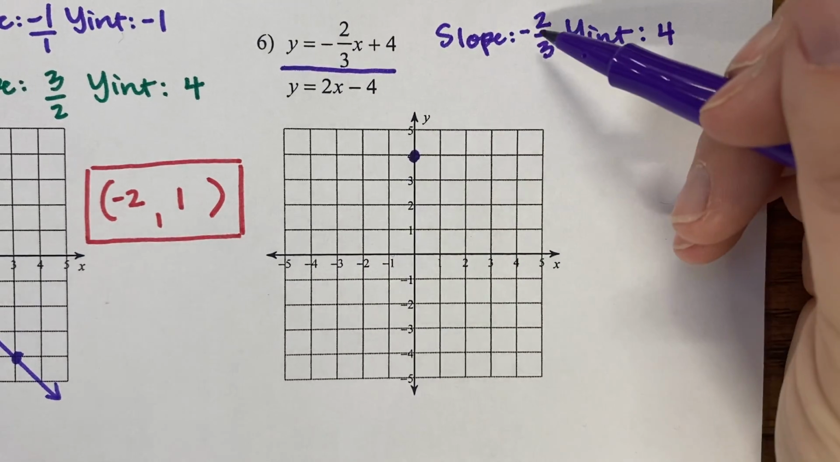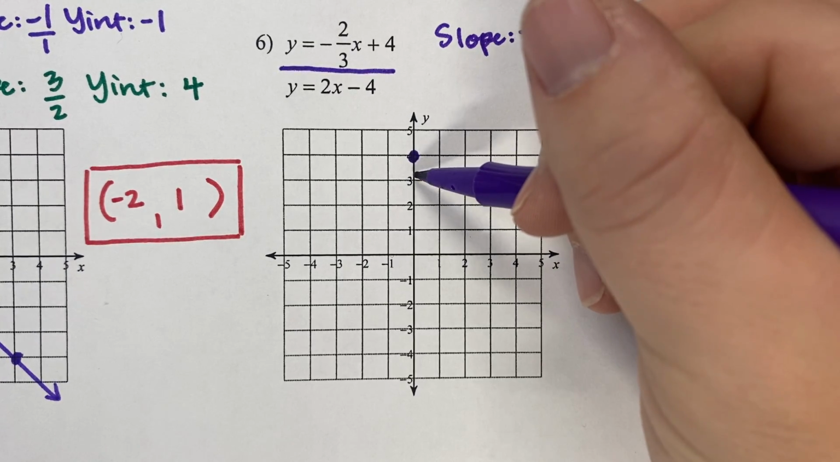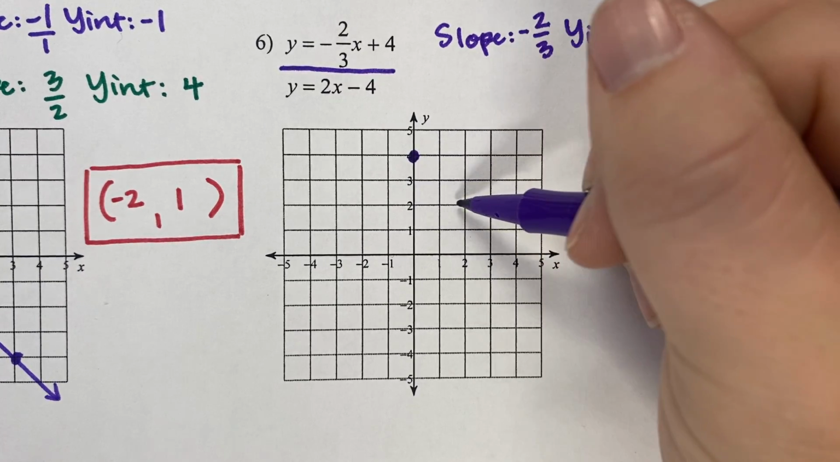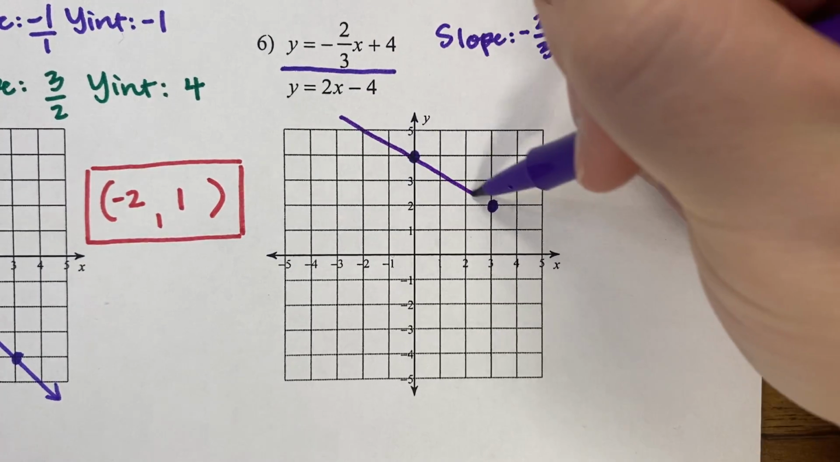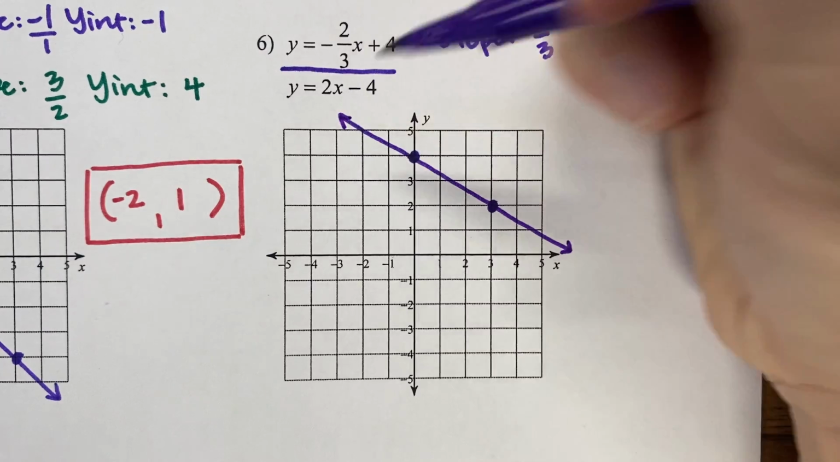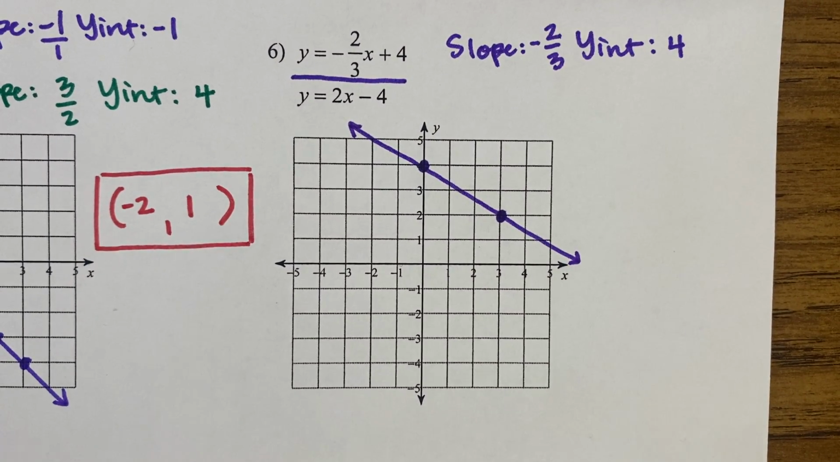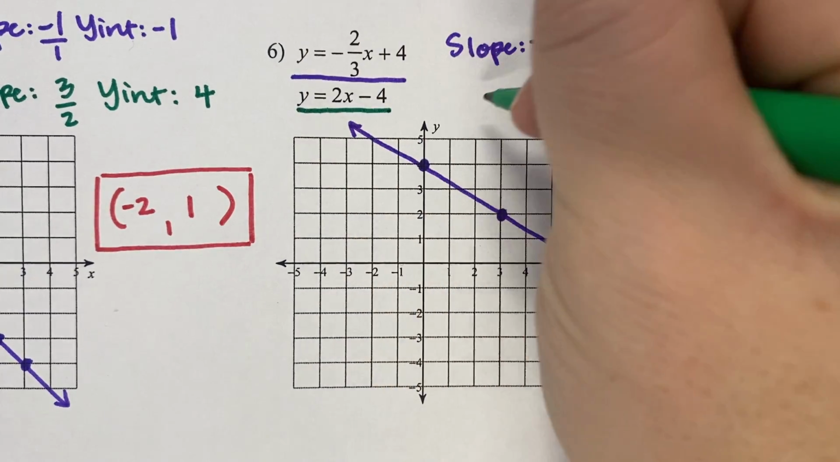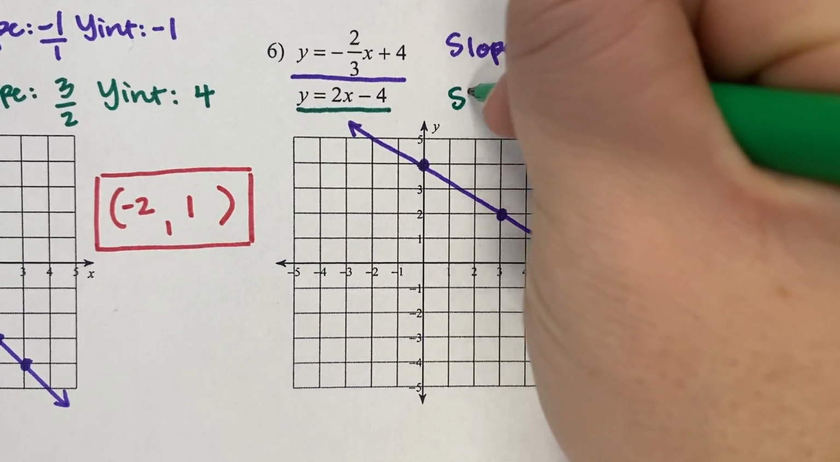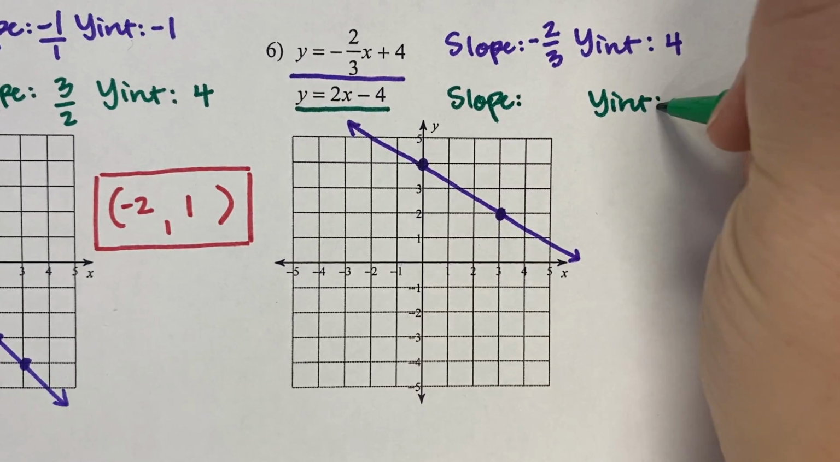And now this guy wants us to go down 2 and over 3 to give me that negative slope. Down 2, 1, 2, and over 3, 1, 2, 3. Okay, so that's about as many points as we can put on there without running out of room. So we're good on our purple graph. Now let's look at our green one.